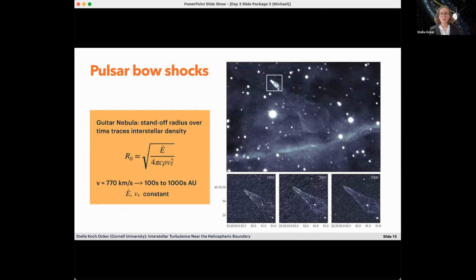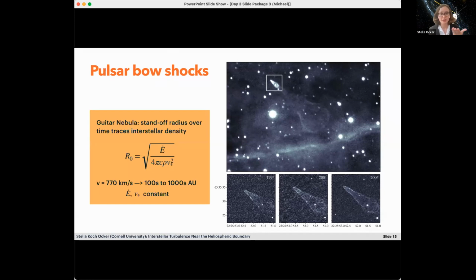And so we can actually observe the evolution of the bow shock in time, and this temporal evolution of the bow shock morphology directly corresponds to density variations in the ISM that the pulsar is plowing through. And pulsars are very useful for this kind of study because they move at very fast velocities.